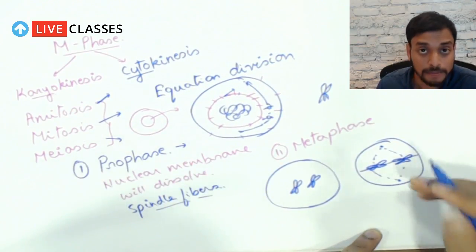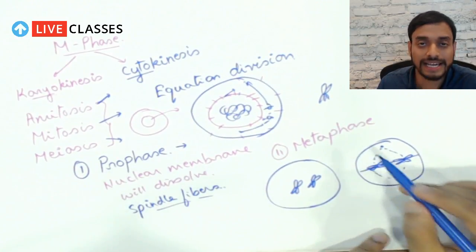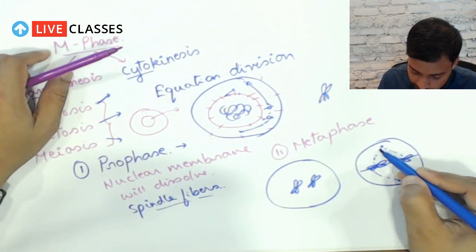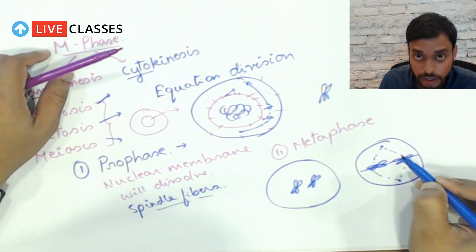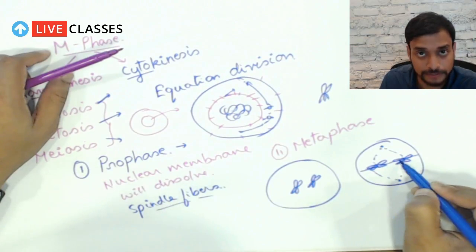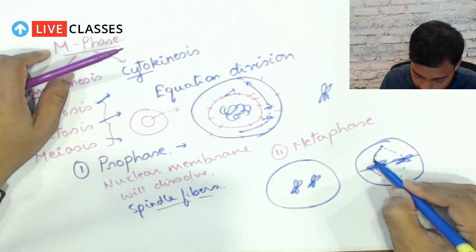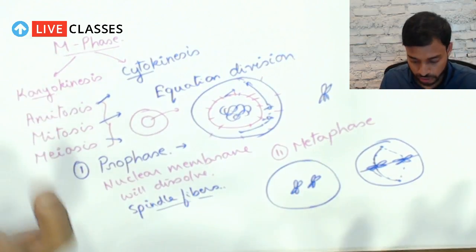So the chromosomes align at the center of the cell. So this is the characteristic feature of the metaphase. And very interestingly, from each pole, the spindle fiber that has come is attaching to the centromere of the opposite side. So from here one will attach here, from here one is attached, correct? So this is the stage.